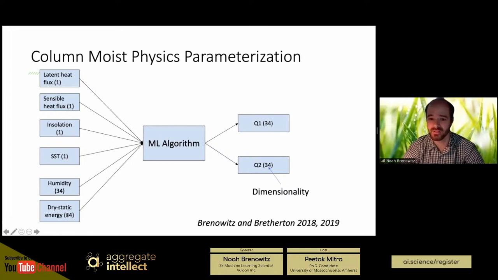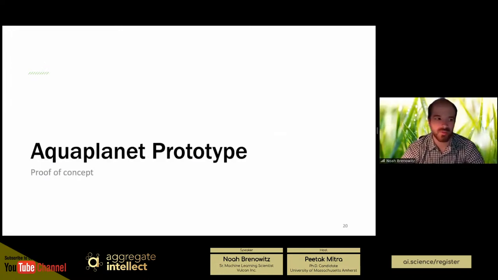So we're predicting the heating and the moistening, which are also vectors, as a function of the data at a given horizontal location. The assumption here is that the processes we're attempting to resolve are vertically non-local, but horizontally local. So to predict how much heating is occurring at 10 kilometers, we need to know what the temperature is at 1 kilometer elevation.